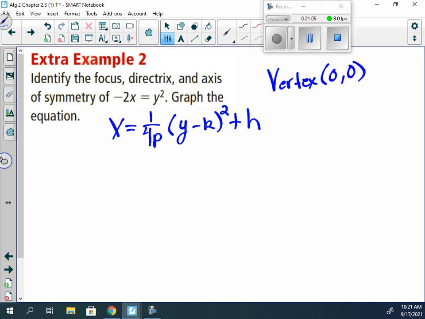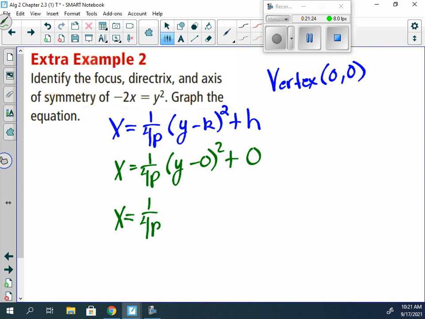Now our vertex is the point 0, 0, yes? Now if I plug that into here, we would say x is equal to 1 over 4p times y minus 0 squared plus 0, yes? 1 over 4p is not going to change. What's y minus 0? And it is squared, yes? So we'd have y squared. Do I need the plus 0 at the end? No. So we have x equals 1 over 4p y squared. Understand how we get to this form here?